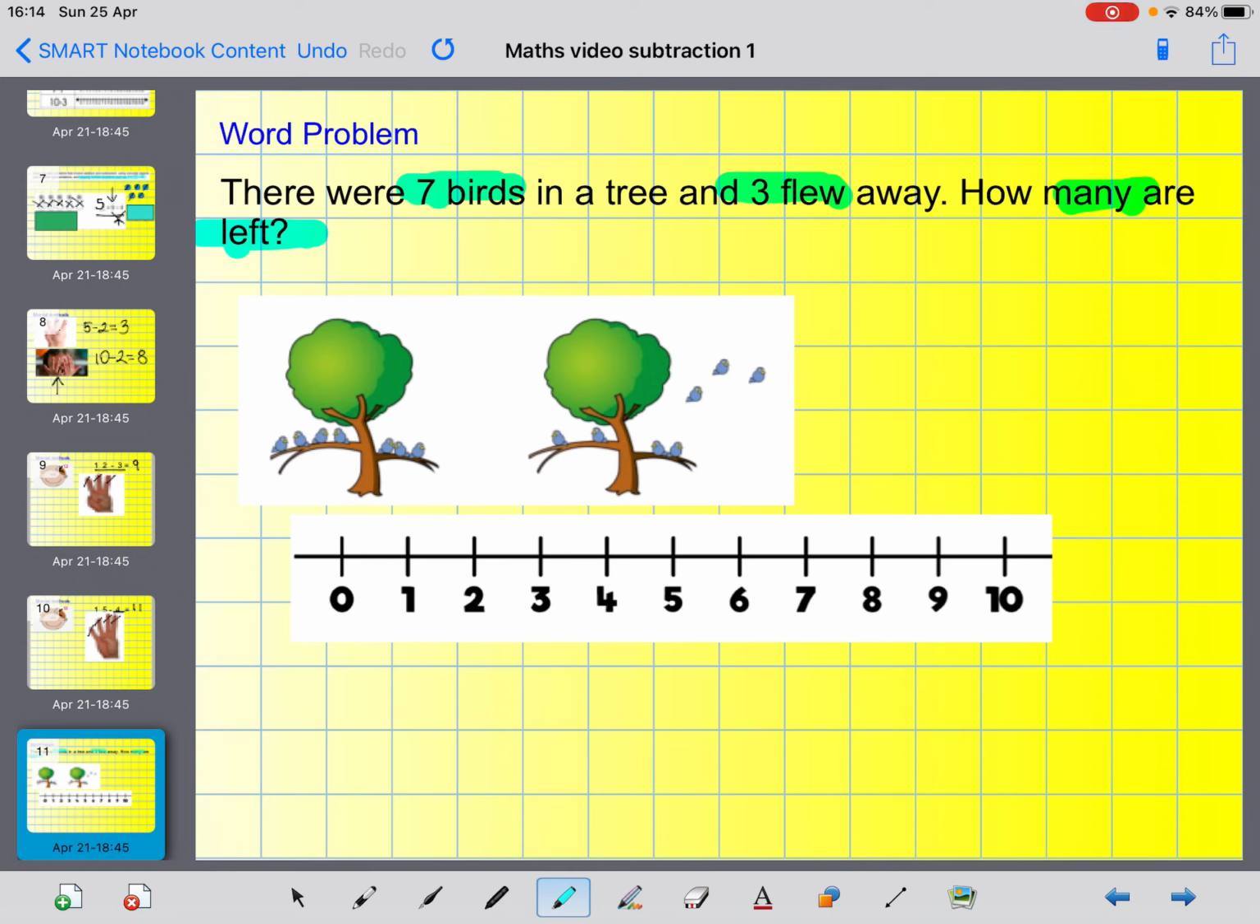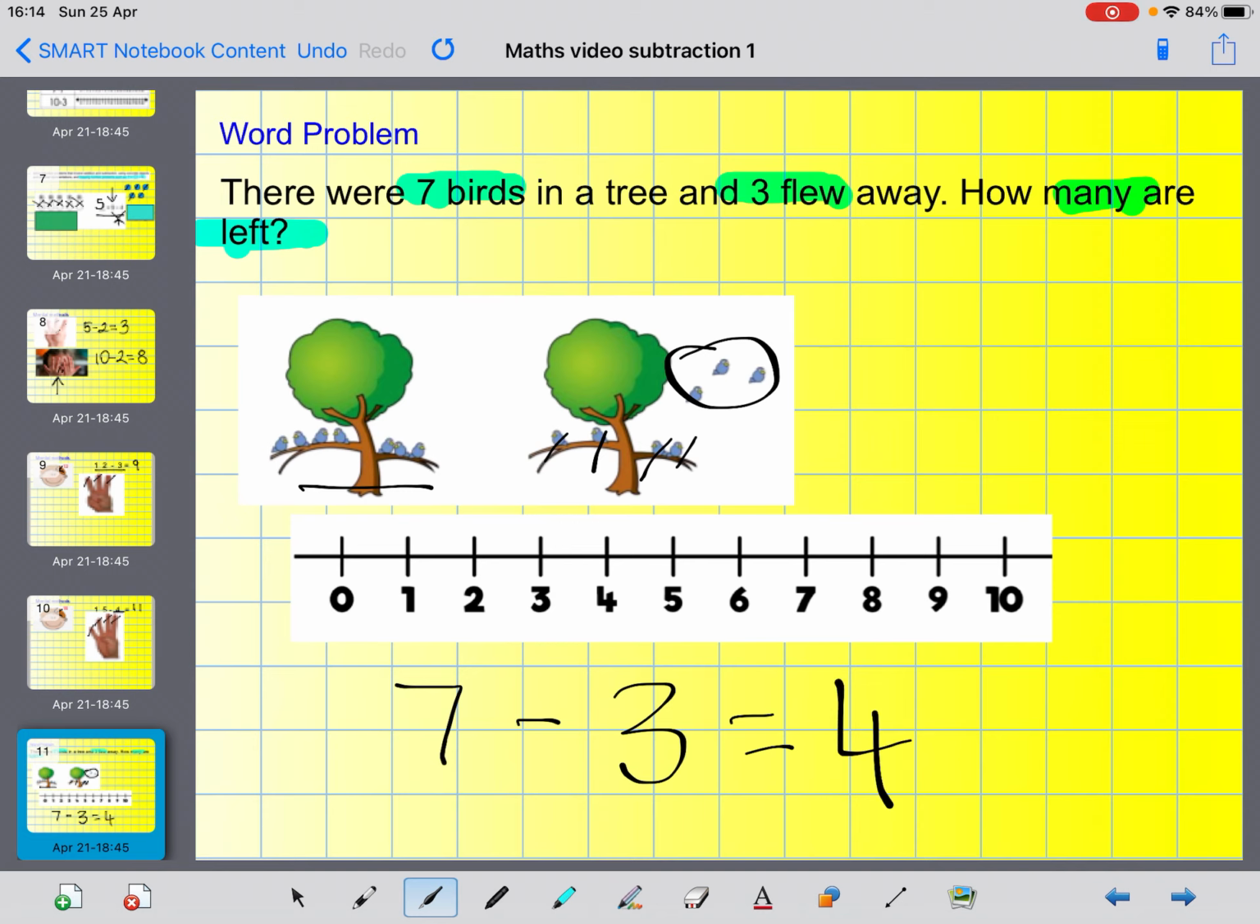I will start with number 7. I can write number 7, then I will subtract 3 birds away, because this is what the question says, and then I can look at the pictures. I know there were 7 birds, then 3 flew away, and I can see there are still 4 birds left standing on the tree. Or I can use my number line. I start with the number 7 and count backwards 3 jumps, 1, 2, 3, and I landed on number 4. So 7 subtract 3 equals 4.